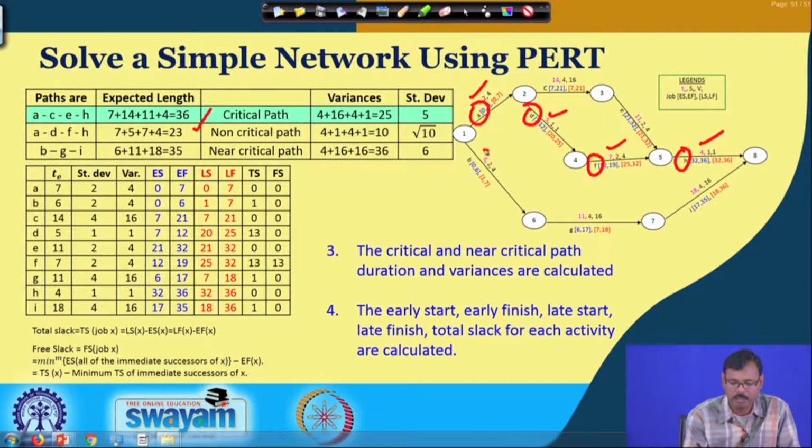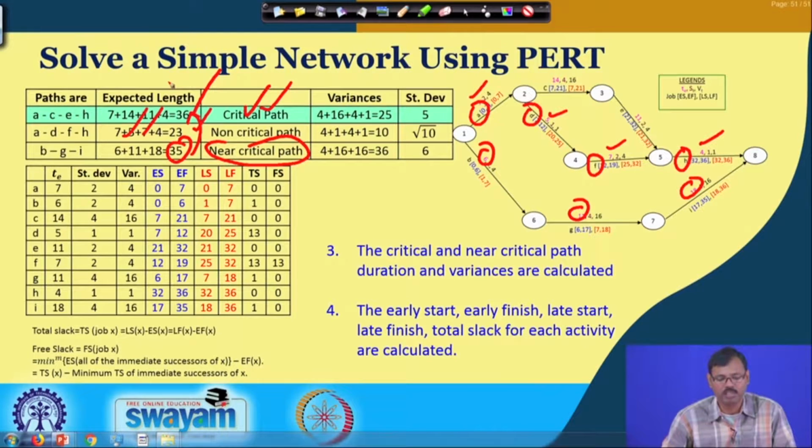The third path is B, G and I. So, 6 plus 11 plus 18, that is 35, and as 36 is the maximum one, obviously this is the critical path. And 35 is very close to 36, that means it is the near critical path. And this one is neither critical nor near critical, it is a non critical path having duration much lesser than the critical path. So, this gives us the idea about the critical path and non critical path.